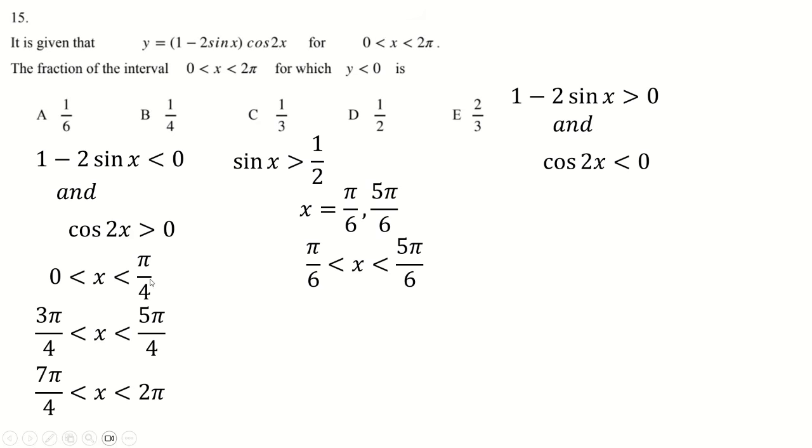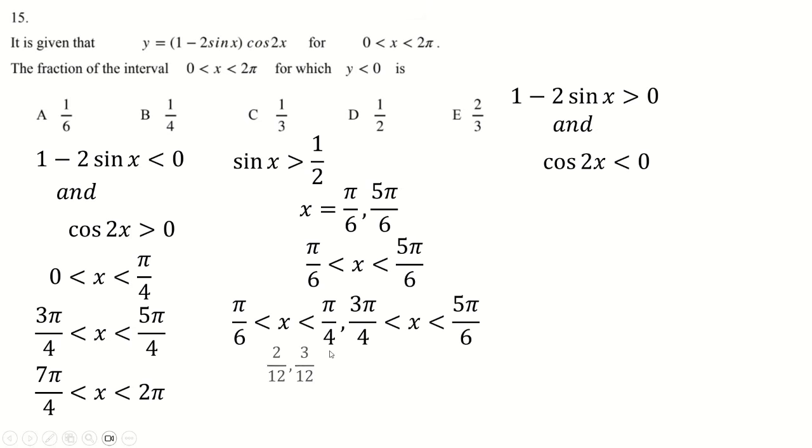So pi over 6 is smaller than pi over 4, so there's a little width between pi over 6 and pi over 4 where both of these two things are true, so that will be our first range. And then we can go over to here. 5 pi over 6 is bigger than 3 pi over 4. So again, there's a little range between 3 pi over 4 and 5 pi over 6. 5 pi over 4 is too big. So these are the ranges up to 2 pi. And anything beyond this is pointless because this one isn't true. So all of this is pointless.